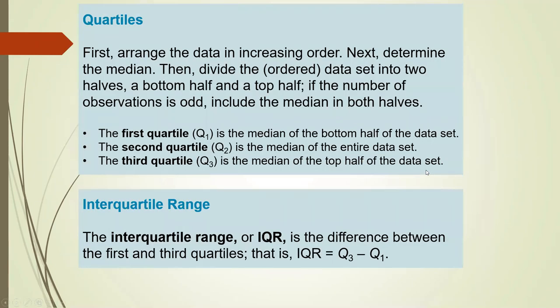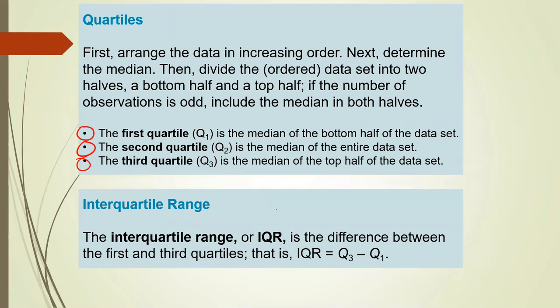Quartiles are really, really easy. What you're going to do is arrange the data in increasing order. Next, you're going to determine the median, and I'll get to that. After that, you're going to take the data and divide it into two separate halves. Every data set has three quartiles: the first quartile, the second quartile, and the third quartile. They're denoted Q1, Q2, and Q3.